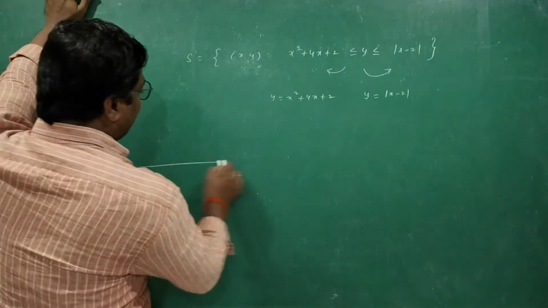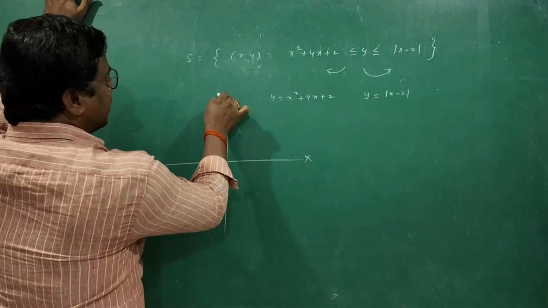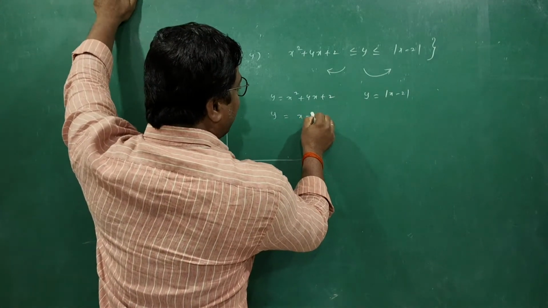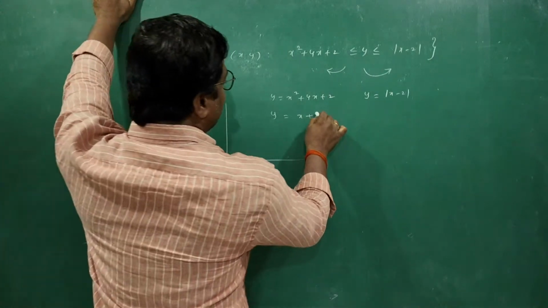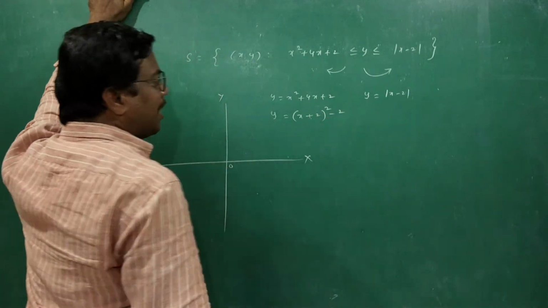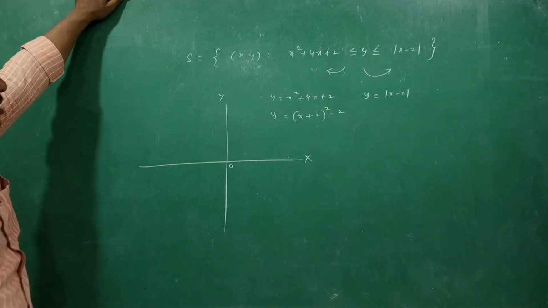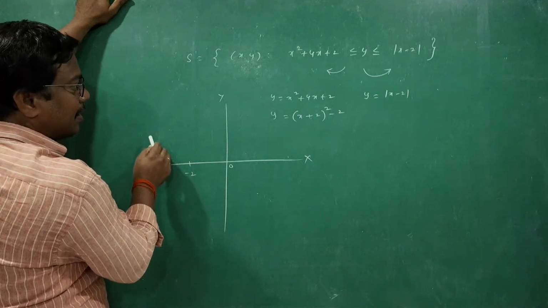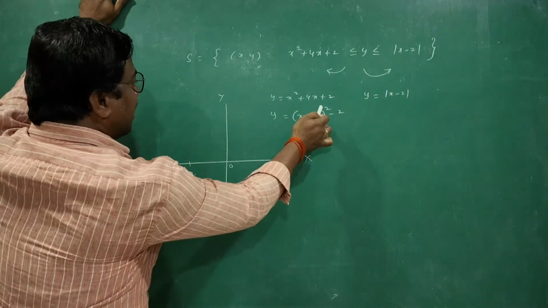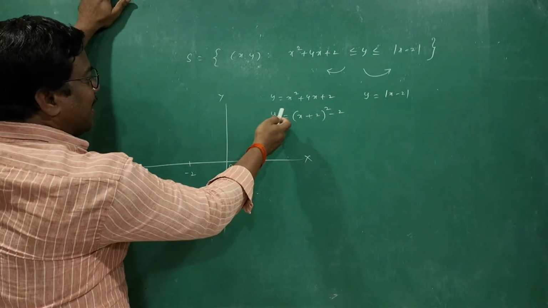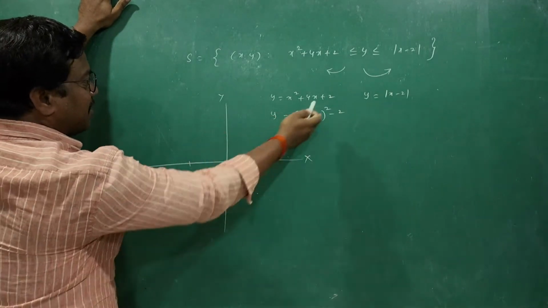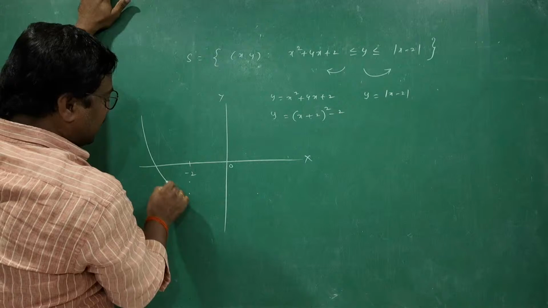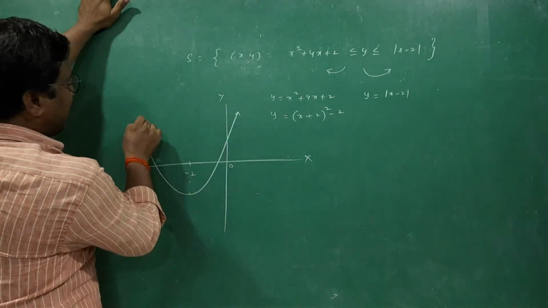I am going to draw the graph. X axis, y axis, origin. This is clearly y equal to x plus 2 whole square minus 2 I can write. The graph of x plus 2 whole square, you will get x equal to minus 2. Usually y equal to x plus 2 whole square, this one, and for which you have minus 2. So 2 units below you have to draw. Yes, this is the graph. You will get in this way.